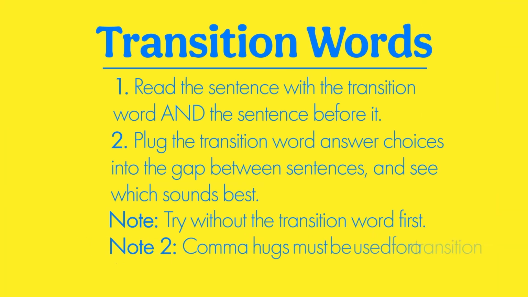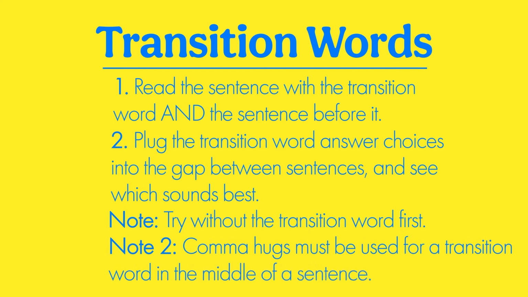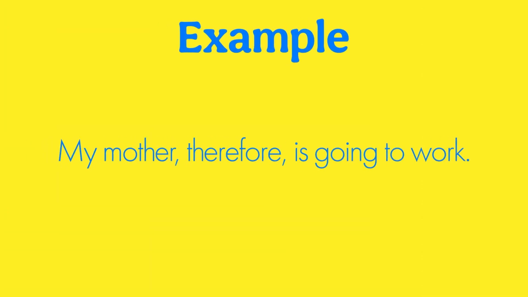The second one is that if there's a transition word in the middle of your sentence, you need to have comma hugs around it because a transition in the middle of your sentence is an interrupter. It doesn't need to be there. So you can put comma hugs around that transition word and pull it out and still read the full sentence. For example, my mother, comma, therefore, comma, is going to work. My mother is going to work is a full sentence, so I can put comma hugs around that transition word that's in the middle. Okay, transition word questions, here we go.